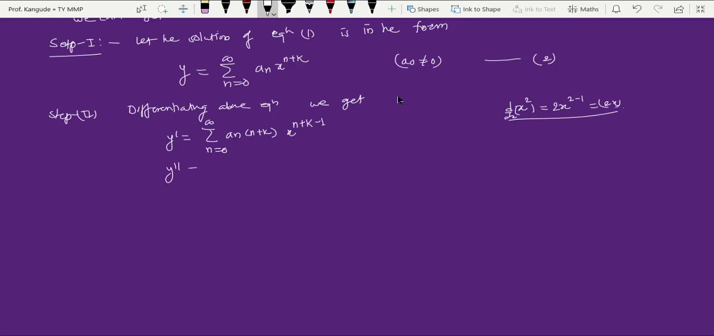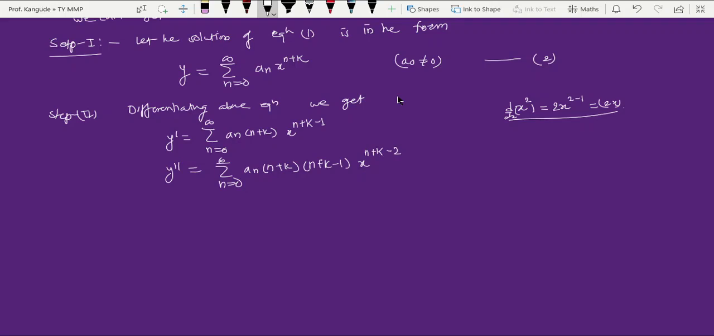Similarly, for the second differential, or differential of this, again summation over n equal to 0 to infinity as it is, a_n will be there, n plus k will be there, and then again this index will come here, so it is n plus k minus 1 into x raised to n plus k minus 2 this time. So that is the second differential.